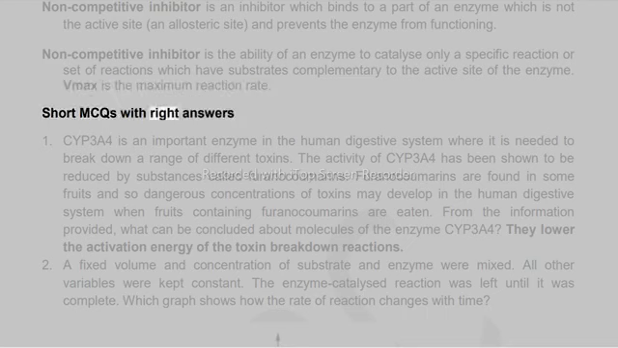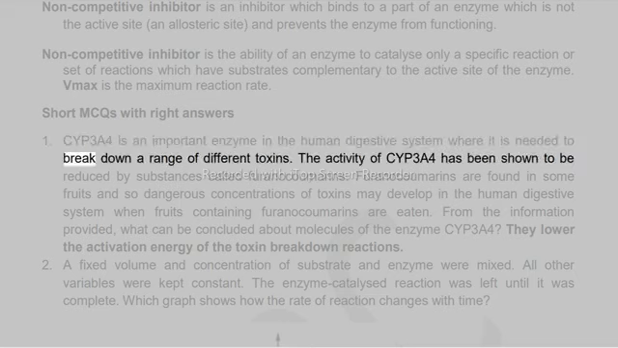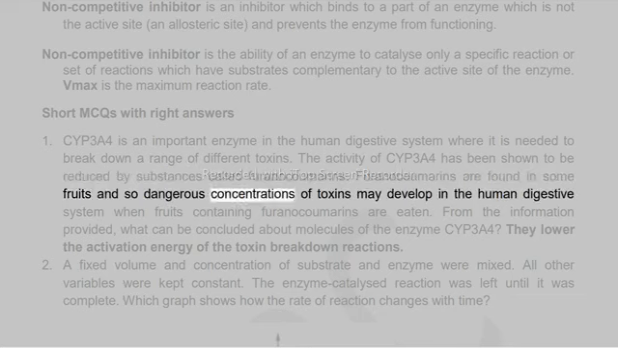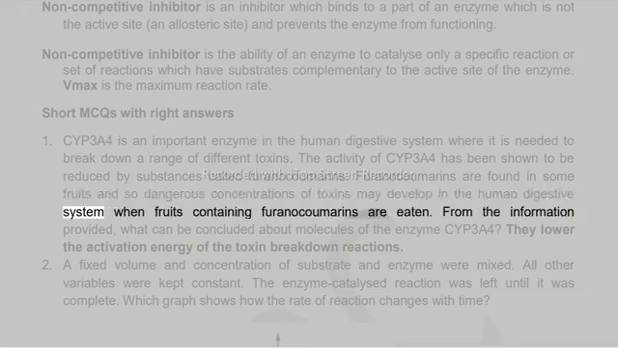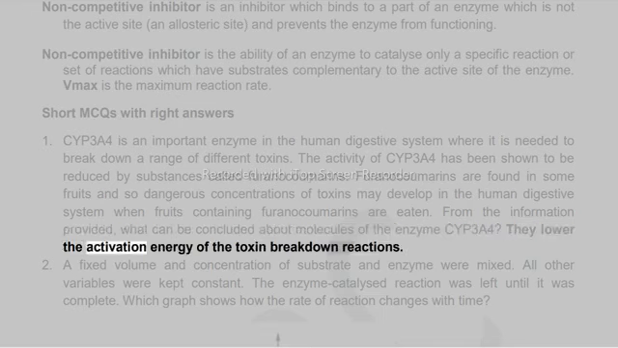Short MCQs with right answers. 1. CYP3A4 is an important enzyme in the human digestive system where it is needed to break down a range of different toxins. The activity of CYP3A4 has been shown to be reduced by substances called furanocoumarins. Furanocoumarins are found in some fruits, and so dangerous concentrations of toxins may develop in the human digestive system when fruits containing furanocoumarins are eaten. From the information provided, what can be concluded about molecules of the enzyme CYP3A4? They lower the activation energy of the toxin breakdown reactions.